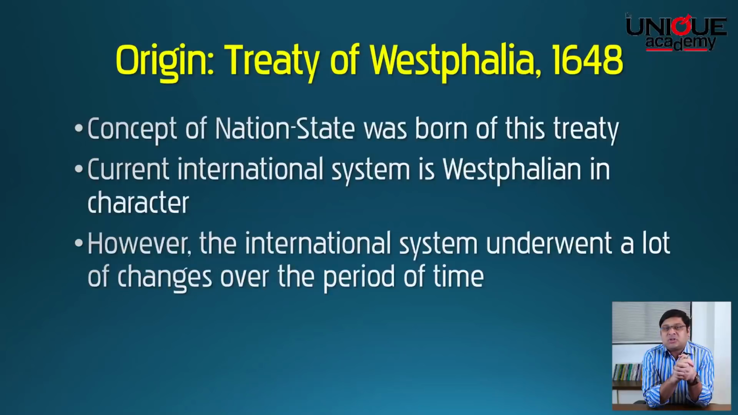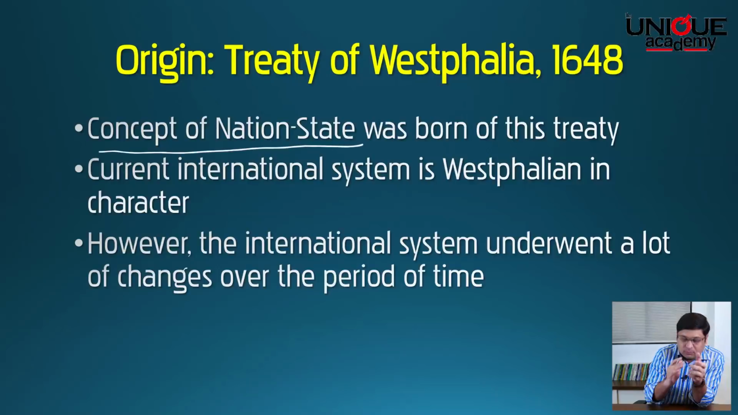We'll begin with the origin of international relations. International relations begin with the Treaty of Westphalia in 1648. We say so because the basic unit of international relations happens to be the concept of nation state. The concept of nation state was born of this Treaty of Westphalia. Westphalia happens to be a province of Germany, and it was essentially a peace treaty.